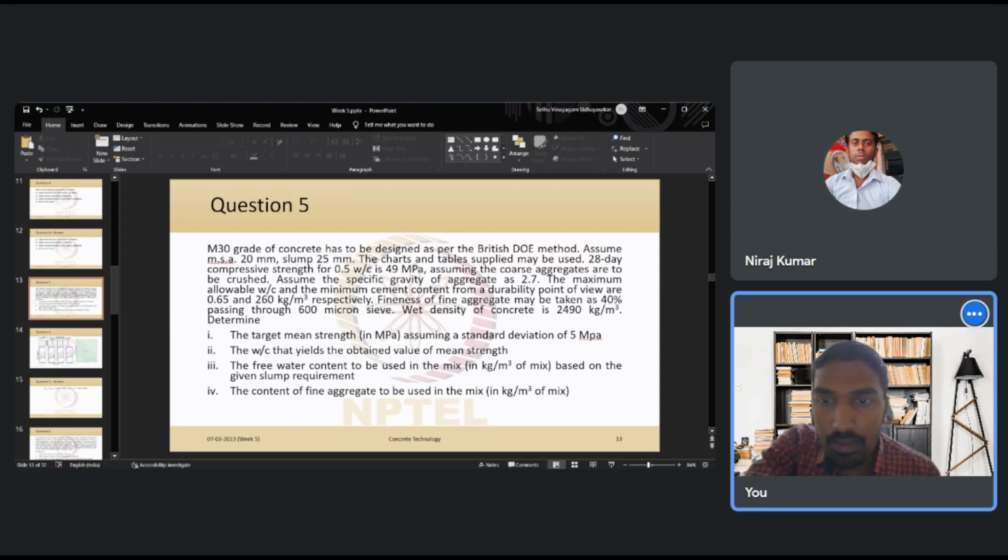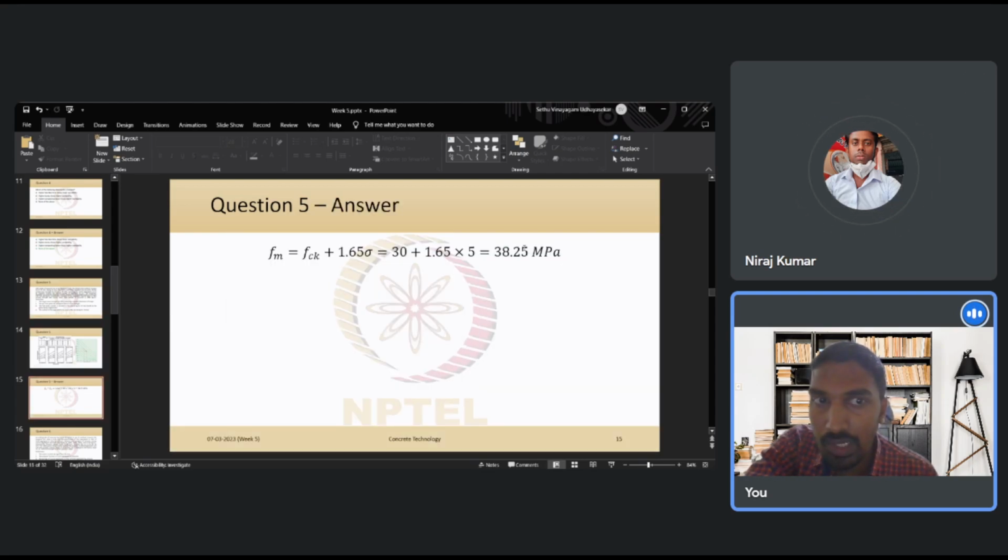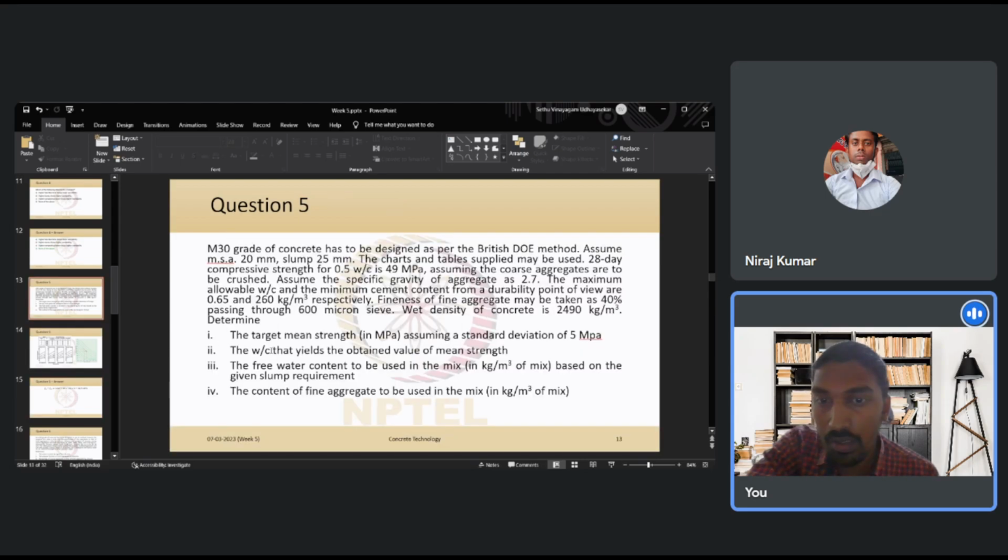So the second one that we want to determine is the water to cement ratio that will give us this target mean strength that we have calculated. So to achieve 38.25 MPa mean strength, what should be the water to cement ratio that we should use? So how do we find that?